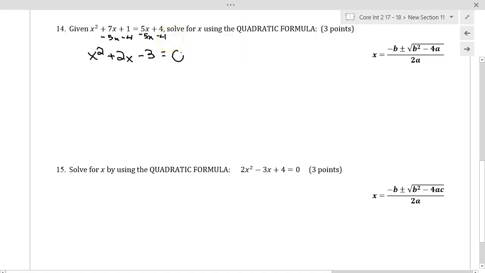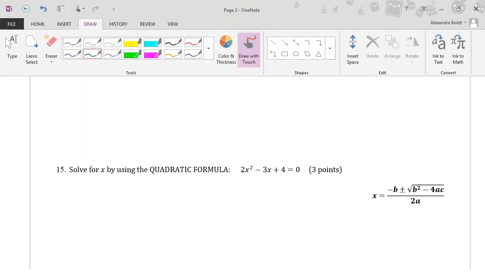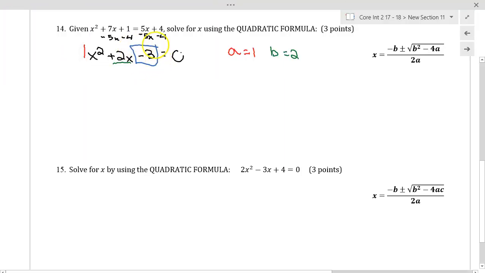My next step, figure out what A, B, and C are. A equals 1, there's technically a 1 there. B is 2, and C is negative 3.